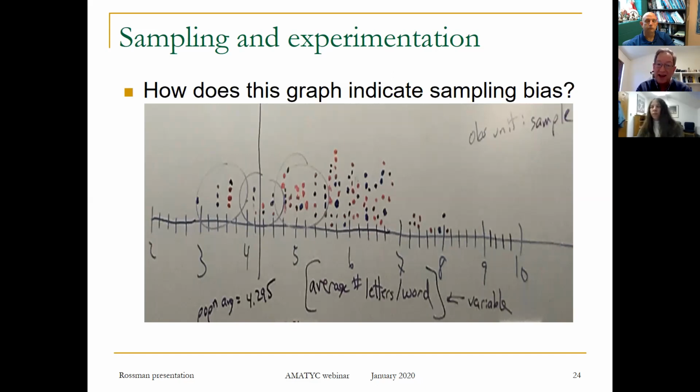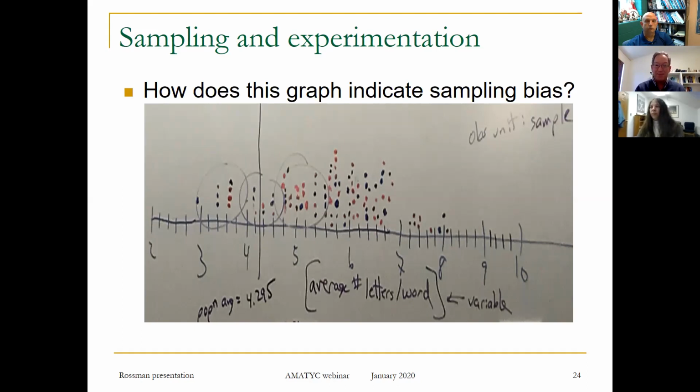What is it about that graph that indicates sampling bias? It's not the shape. It's not the variability. It's the fact that a big majority of the sample means are larger than the population mean. That indicates there's a systematic tendency of this sampling method to produce words that are bigger than typical in the population. I'm quick to tell students it's not their fault.